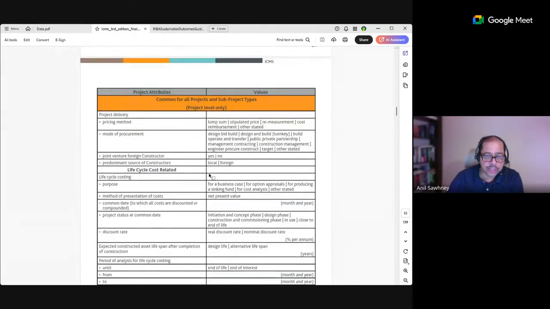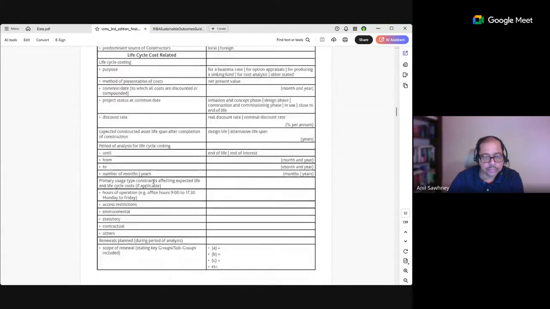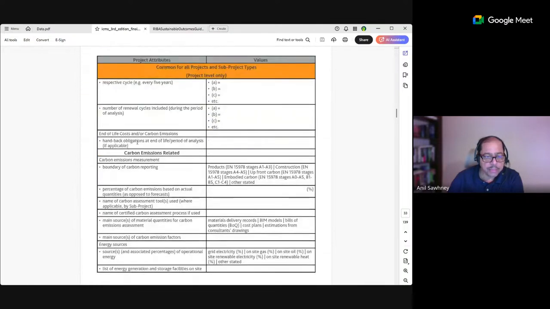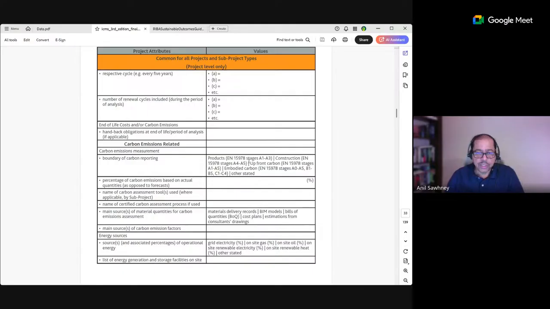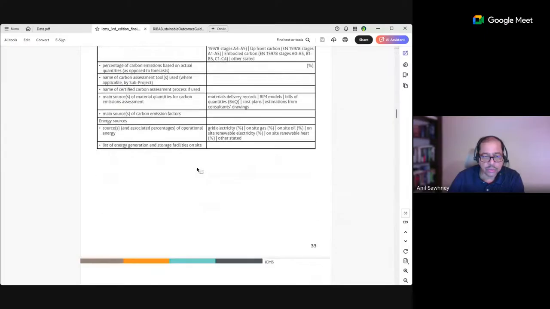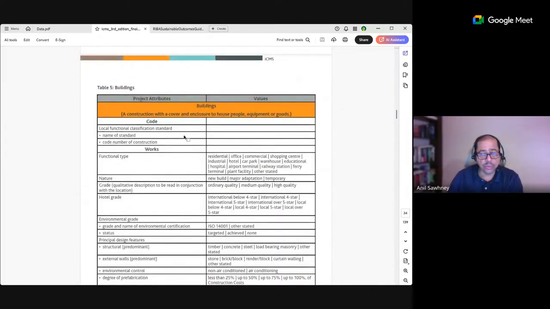This is extremely extensive, actually. So life cycle cost related project attributes are there. Carbon emissions related attributes are there. So for example, did you use 15978 to do your boundary for carbon reporting and so on? So those are for all types of projects, but then for each type of project, in this case building, we have more project attributes. Obviously, these are not all mandatory. You can provide as much information as you like.